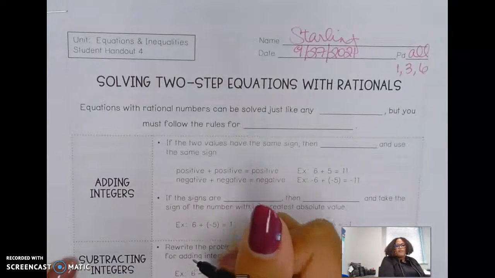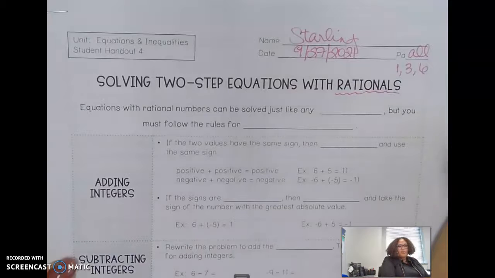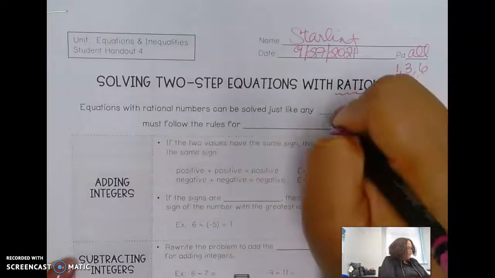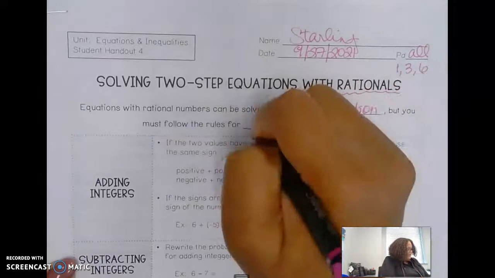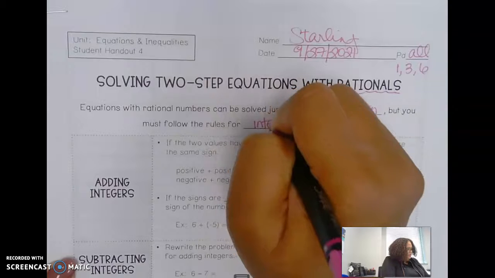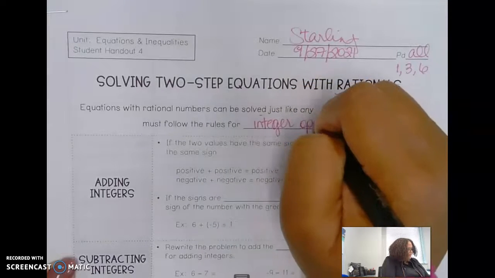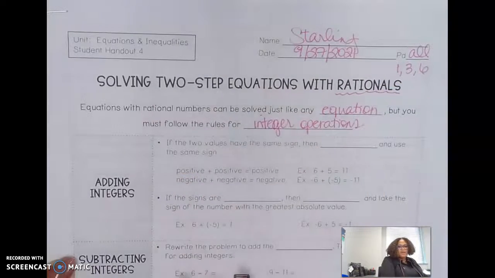So we're solving two-step equations with rational numbers. Okay, that means the rational number is either the coefficient or it's the constant somewhere there. Equations with rational numbers can be solved just like any equation. We must keep in mind the integer operation rules. Integer operation. And those rules are going to be explained down here.